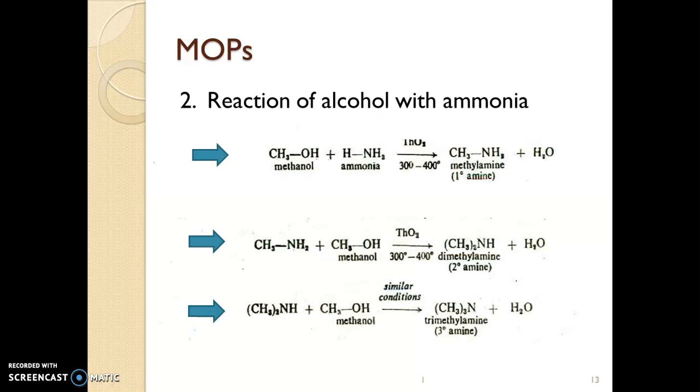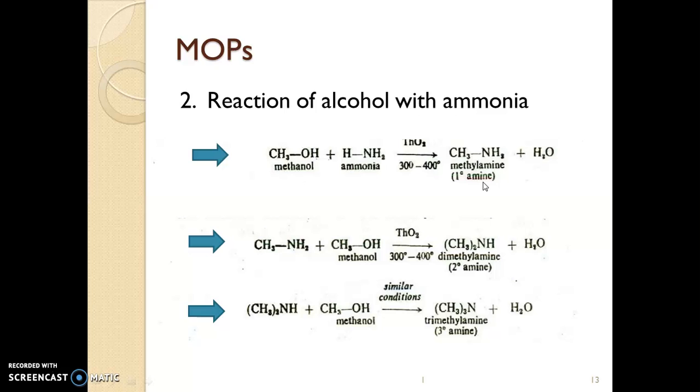Now, the next reaction is the reaction of alcohol with ammonia. In this reaction, excess ammonia plus vapors of methanol are passed over a dehydrating catalyst. As the dehydrating catalyst we can use thoria or alumina at a temperature of 300 to 400 degrees, and methylamine, that is the primary amine, is produced.